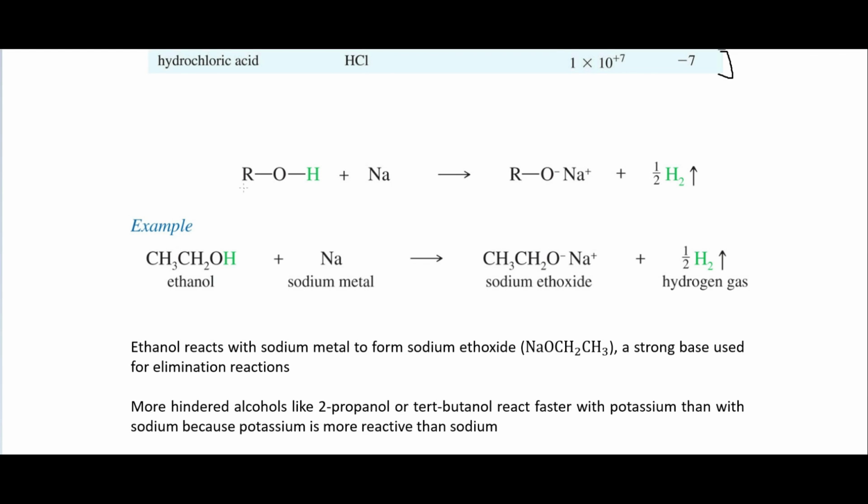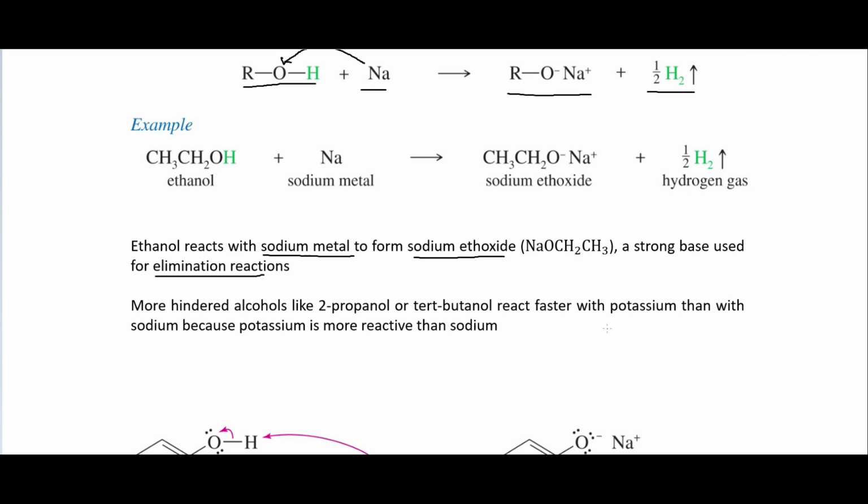So we can put our alcohol into sodium metal, so that will reduce the oxygen here, so the oxygen will oxidize the sodium, and we end up with this right here, and then we lose hydrogen gas. So ethanol reacts with sodium metal to form sodium ethoxide, which is a strong base that we have seen in previous videos can be used for elimination reactions. More hindered alcohols like 2-propanol or tert-butanol react faster with potassium, since potassium is more reactive than sodium.